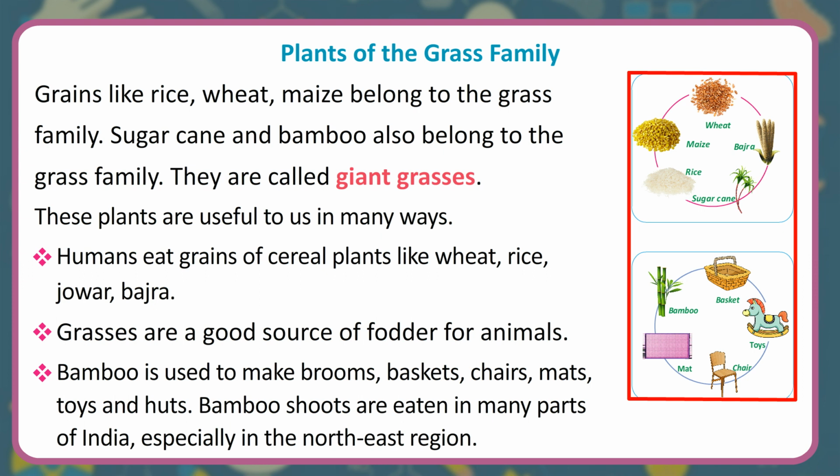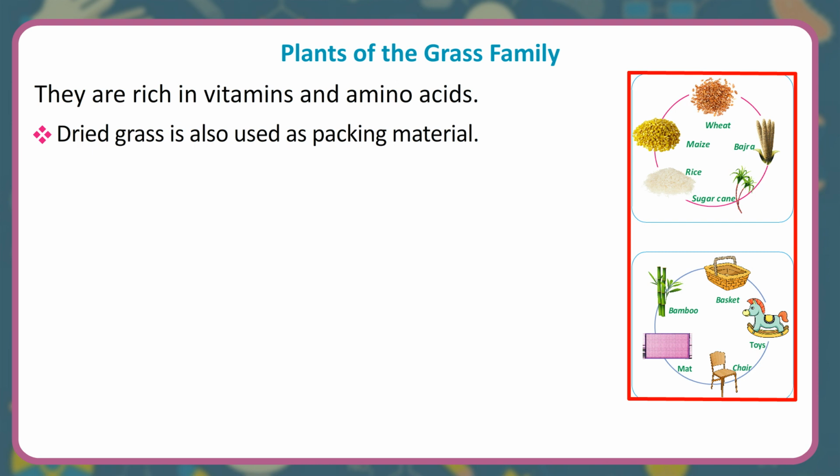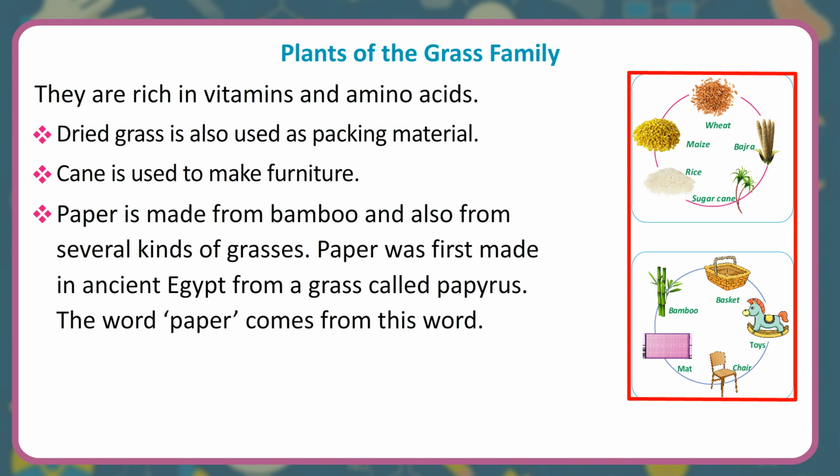Bamboo is used to make brooms, baskets, chairs, mats, toys and huts. Bamboo shoots are eaten in many parts of India, especially in the northeast region. They are rich in vitamins and amino acids. Dried grass is also used as packing material. Cane is used to make furniture. Paper is made from bamboo and also from several kinds of grasses. Paper was first made in ancient Egypt from a grass called papyrus. The word paper comes from this word.